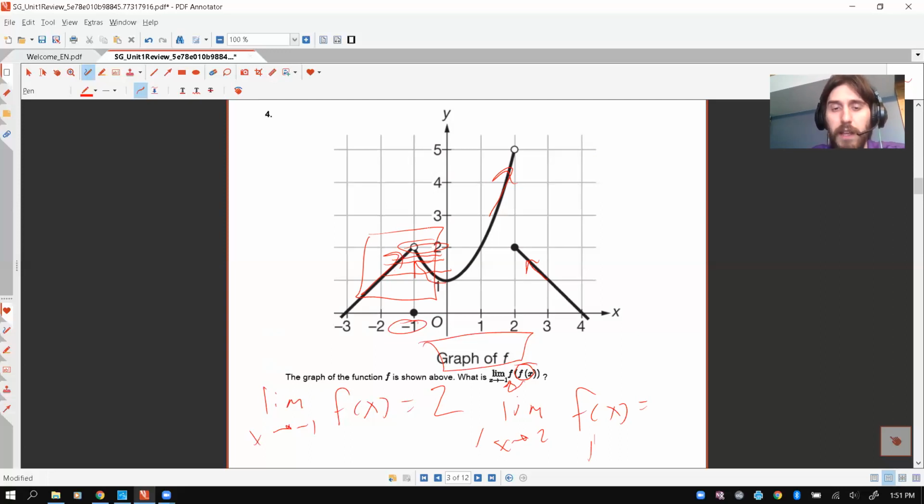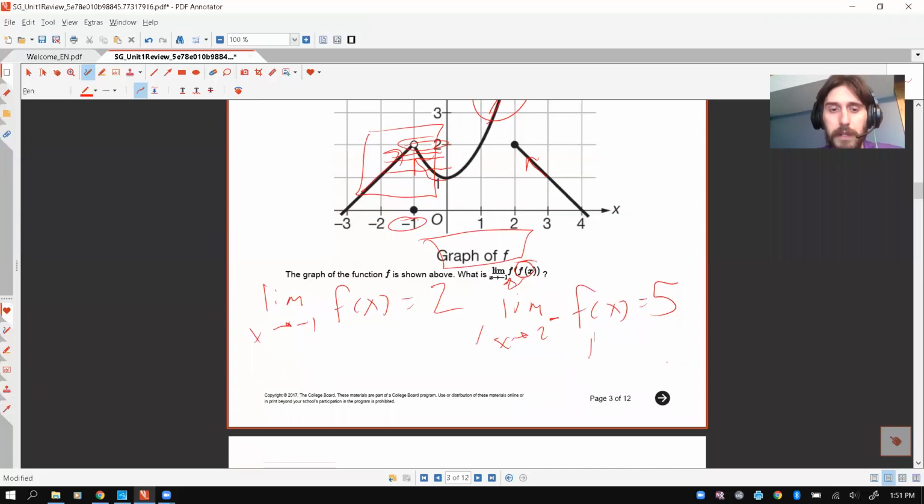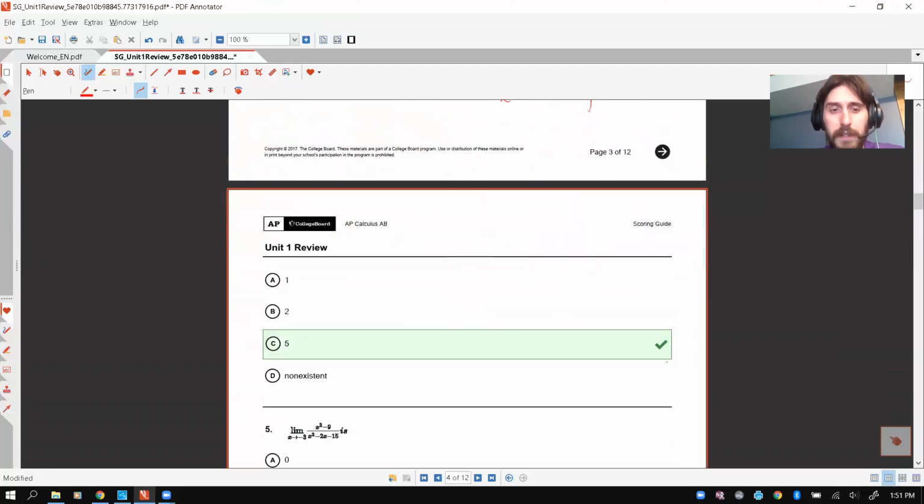So the key thing is when you're evaluating the outside function, this is the limit as x approaches 2 from the left, numbers that are smaller than 2. So we only have to actually evaluate from this direction what we're approaching. And the y value we're approaching from that direction is 5. So the answer to this problem turns out to be C, 5.